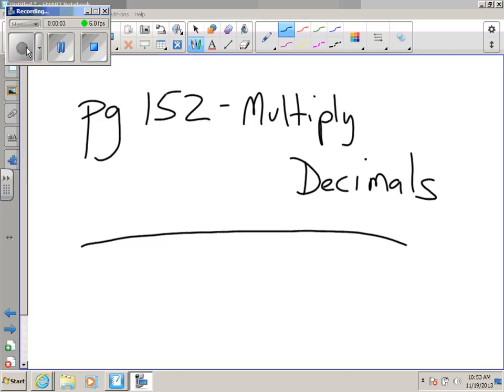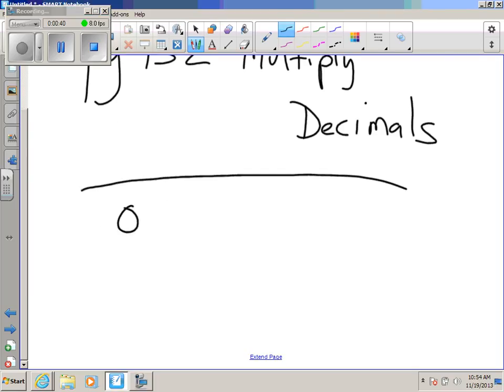All right, now today we're going to get to page 152, and we are going to multiply decimals. If you remember what we talked about yesterday as far as multiplying decimals was concerned, there was a certain time in this whole process in which we started to account for the decimal. Remember when that was when we multiply? Do we account for the decimal as the first thing we do or the last thing? Right, the last.